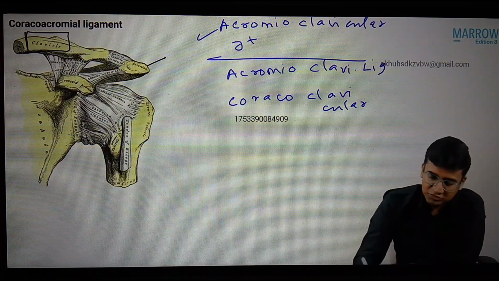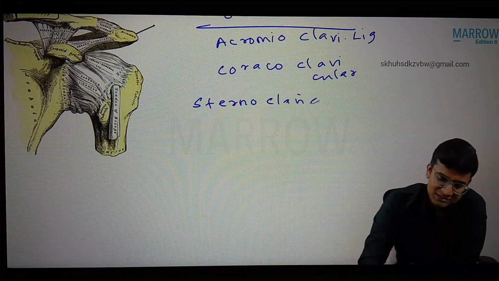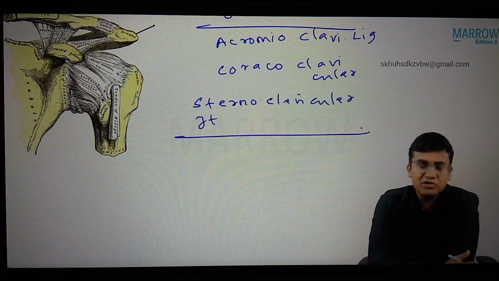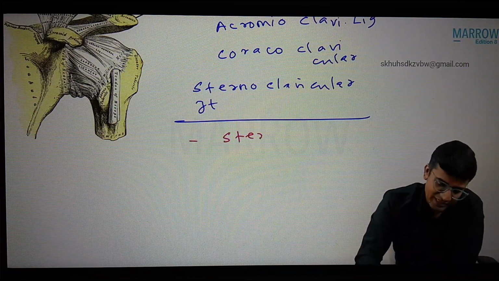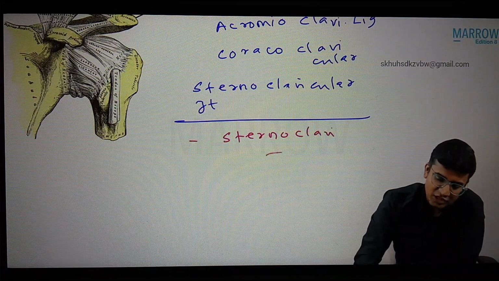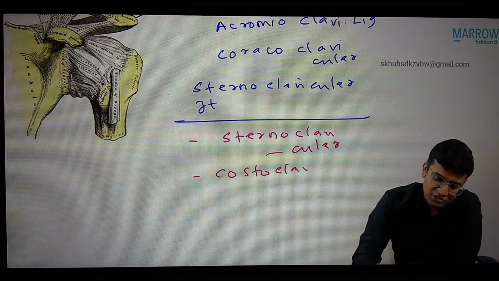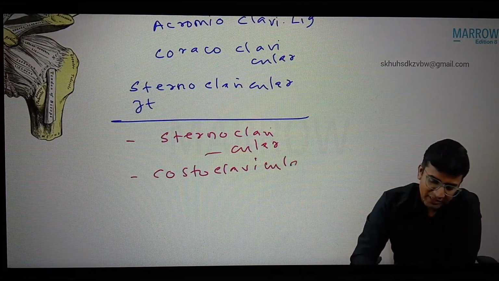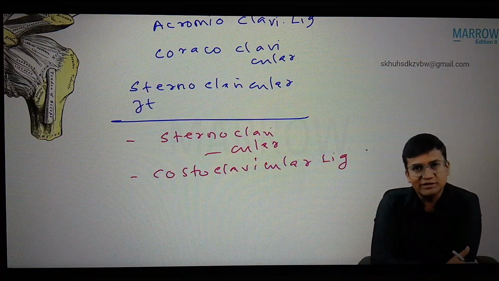Now from sternum to clavicle, I told you sternoclavicular joint. So sternoclavicular joint, what are the ligaments? Sternoclavicular ligament and costoclavicular ligament. So now these are the ligaments involved in these 2 joints.